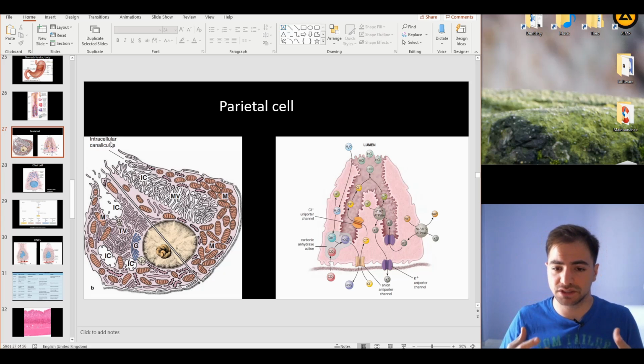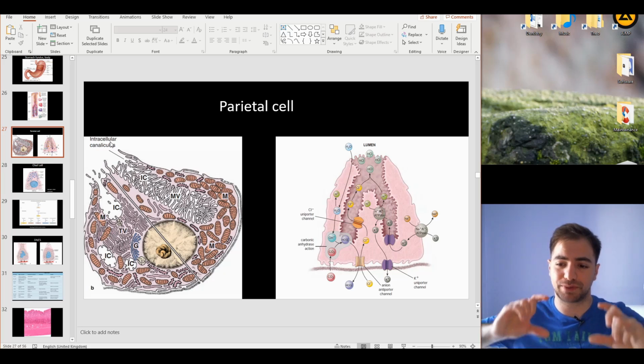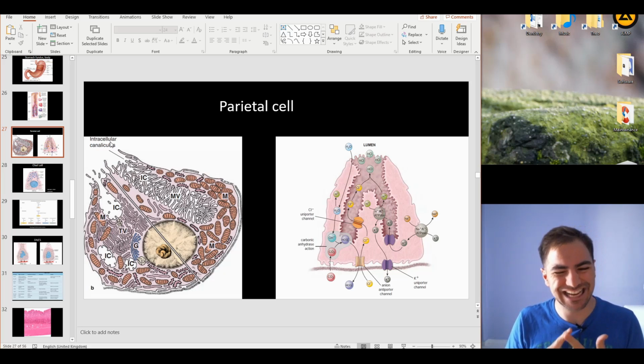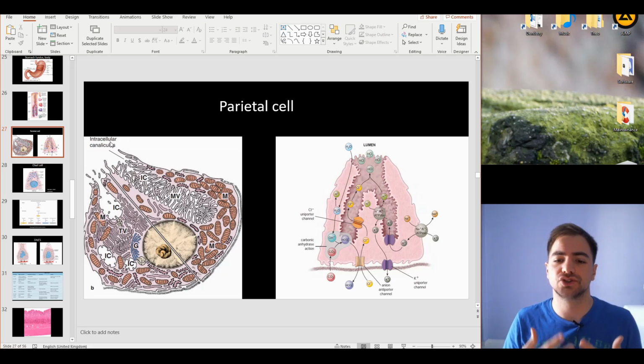Now, as long as it actually uses these ports to pass these two different components, the H and the Cl, into the lumen, these H protons and the chlorine ions are going to be connected in the lumen to form the HCl. So the HCl is technically not produced inside the parietal cell, but is formed inside the lumen. So this cell actually performs a dual function.